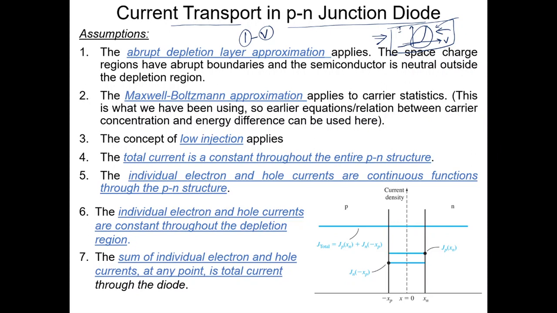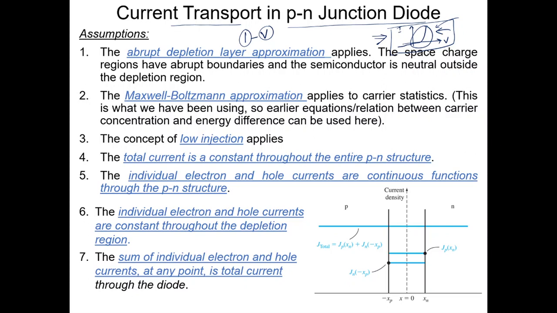So you remember we had taken some assumptions in the previous module for the space charge, for the junction, for the minority carriers, for the diffusion and all, right? The diffusion of majority carriers from one side to the other side. Now we will follow some of those assumptions, and then there are a couple of other assumptions and procedures that we have to follow to derive this relation.